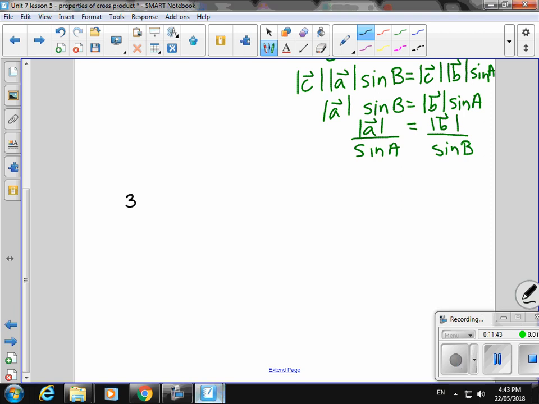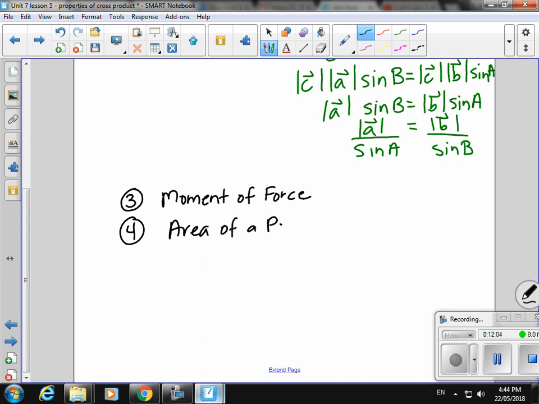The third and fourth interesting thing from the cross product we're going to look at tomorrow, the moment of force. We're going to look at torque in bicycle pedals, area of a parallelogram. We're going to use a cross product for that. And lastly, I want to look just briefly today that we can test for coplanarity using the cross product.